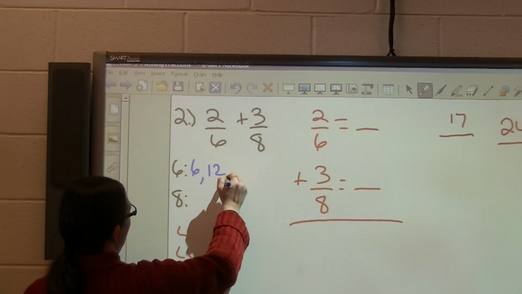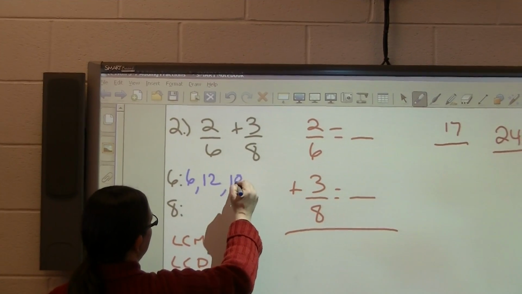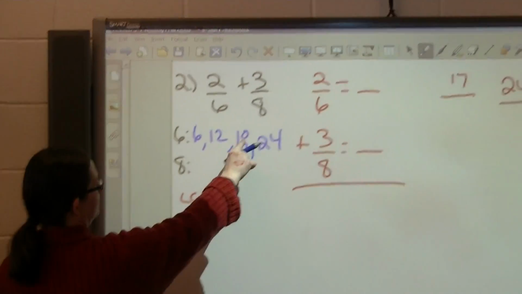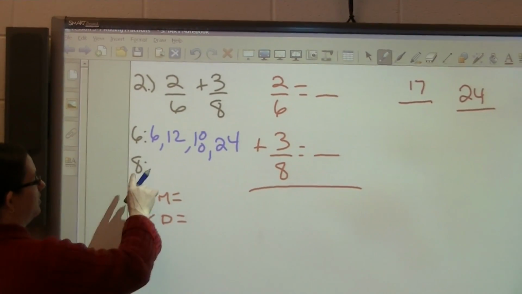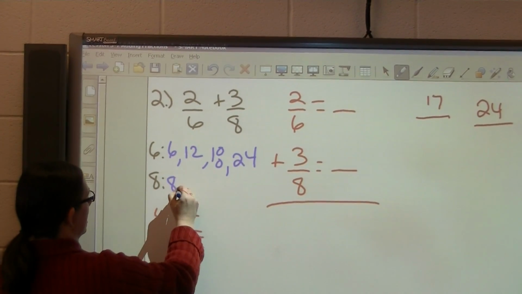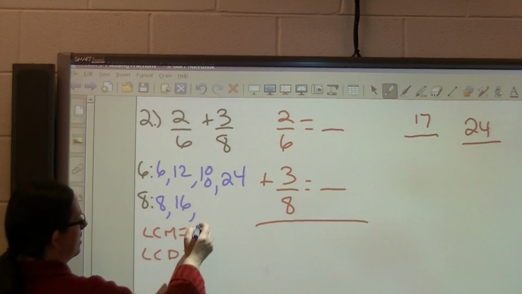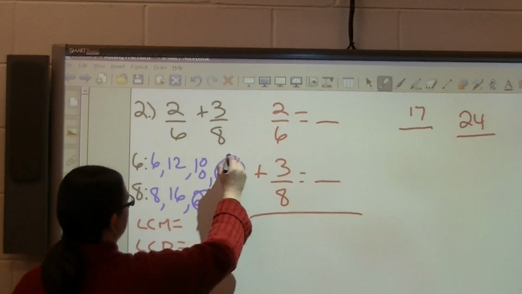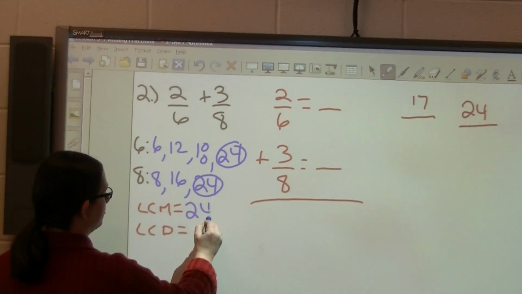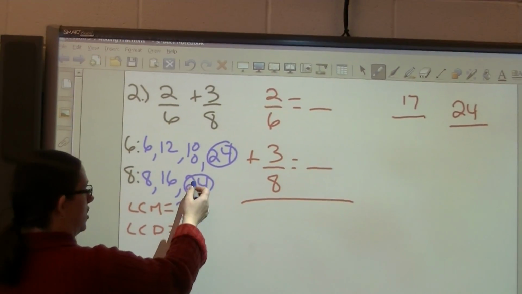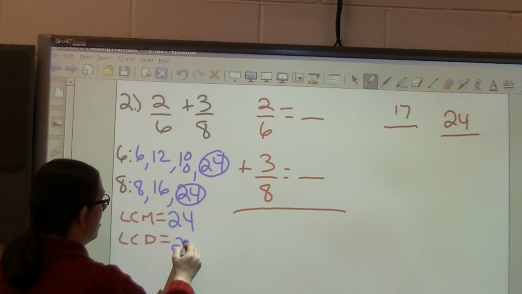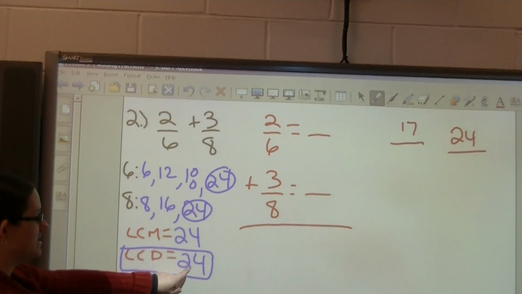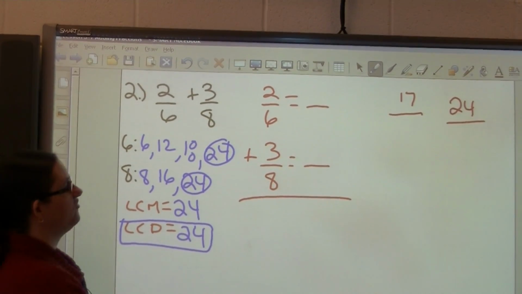6 times 2 is 12, 6 times 3 is 18, 6 times 4 is 24. Okay, now multiples of 8, 8 times 1 is 8, 8 times 2 is 16, 8 times 3 is 24. So what do we see is the smallest number they share? 24. So our LCM, our least common multiple, is 24. That's now going to become our least common denominator, and I would suggest to put that in a box, because now this is the number we need to use to make our equivalent fractions.